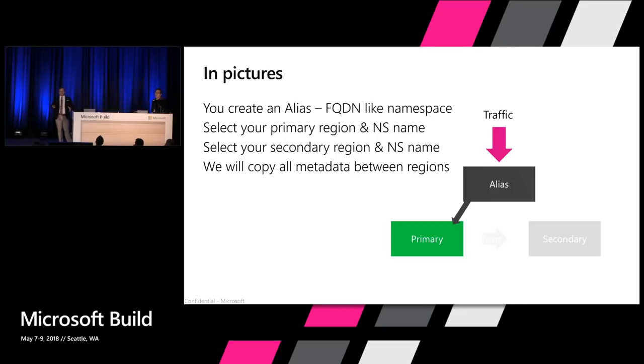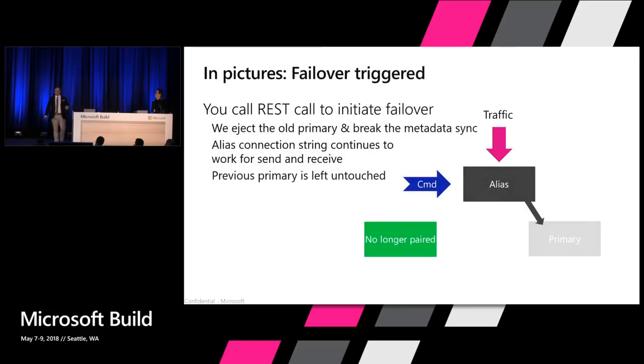The whole idea here is that your topology is the same between the two sites, between the two regions that you chose. And now if you trigger a failover, which is done through an ARM command, we will kick out the old primary, promote the secondary to primary, and your traffic gets redirected.